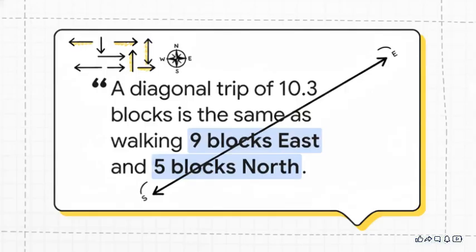Imagine you're taking a diagonal shortcut across a park. You'll end up in the exact same spot as someone who sticks to the sidewalks, walking, say, 9 blocks east, and then turning and walking 5 blocks north. Those two separate paths, the east part and the north part, those are the components of your diagonal shortcut.